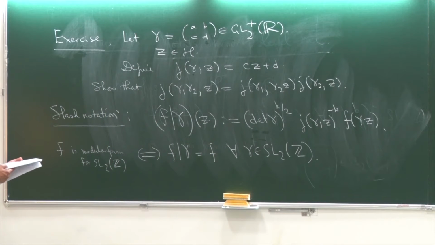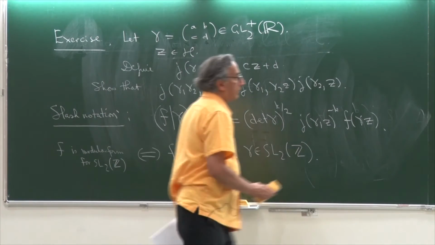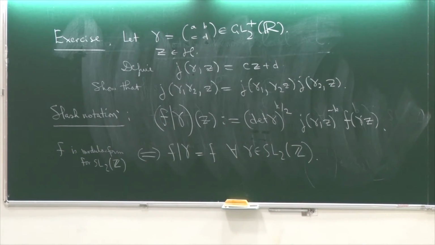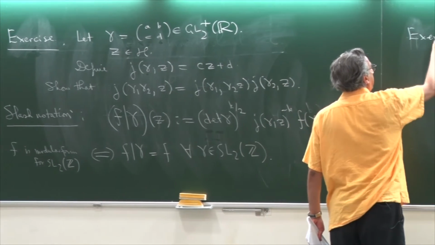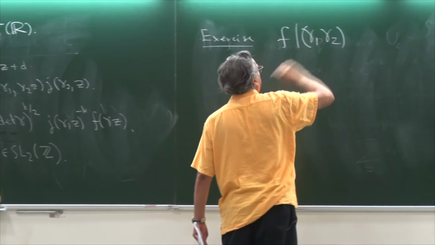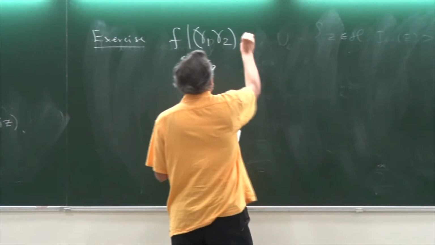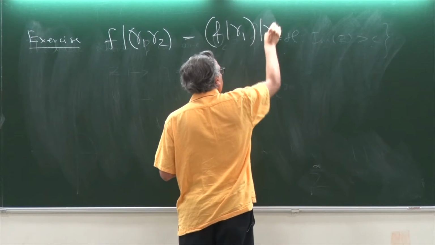And then the advantage of the slash notation is you have this property, which I'll leave also as an exercise for you to do, which is an easy consequence of the previous exercise. The exercise: f slash gamma 1 gamma 2 is equal to slashing with gamma 1 first and then slashing with gamma 2.